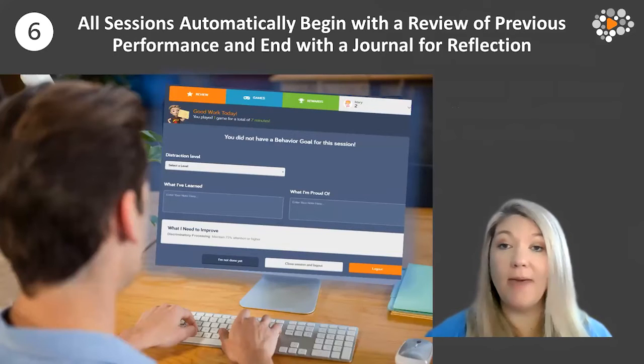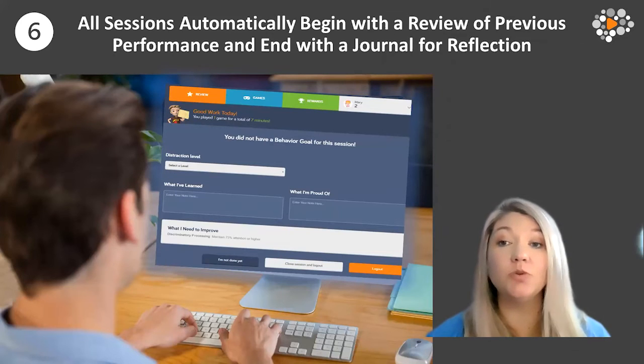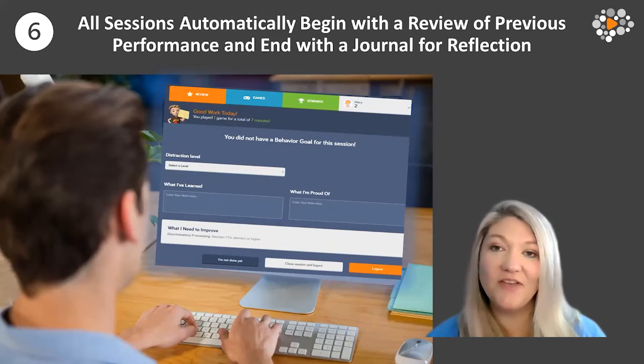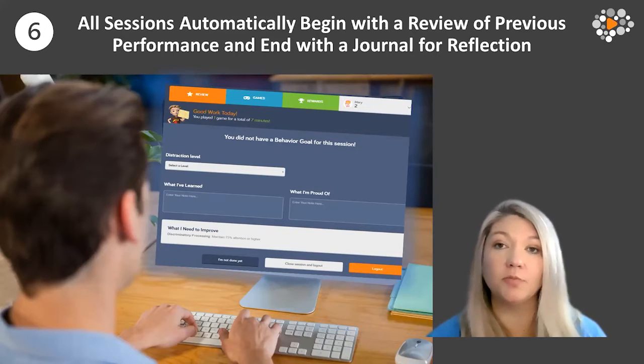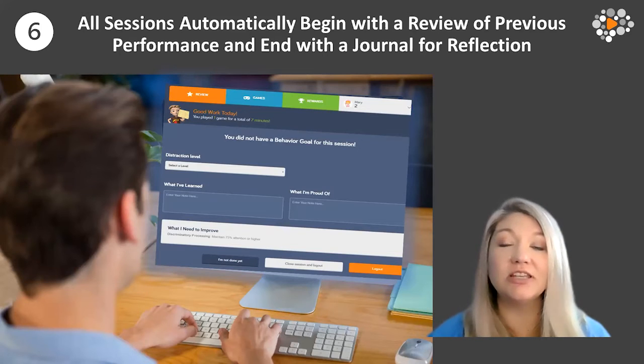All sessions automatically begin with a review of the previous performance and end with a journal for reflection. So before they get started with their session for the day, it's going to recap how they've done last time. They can look at the different games they played, how they performed, the best that they've performed there, how they performed last time, and average. So it's going to give them a lot of great information. And then when they end their session for the day, it allows them to do a journal entry.